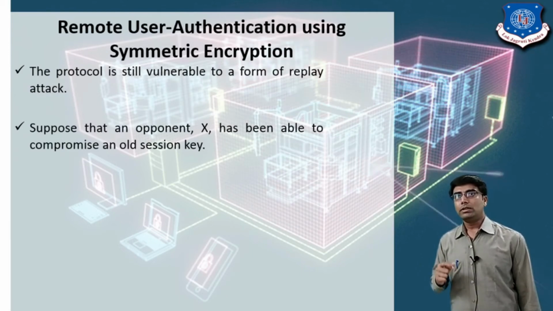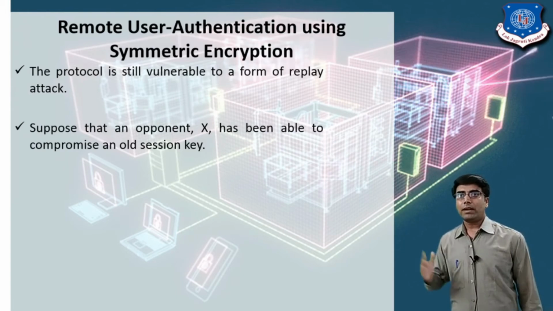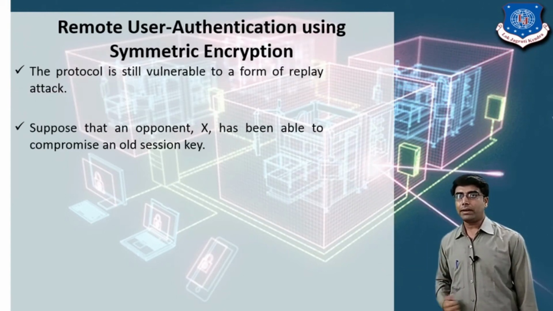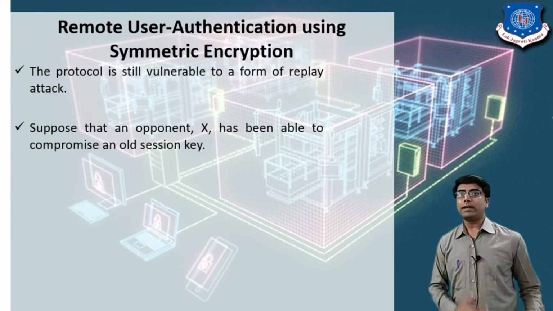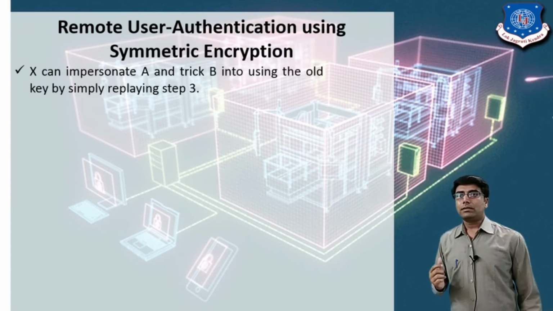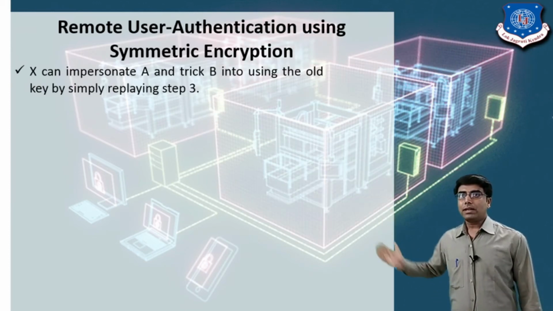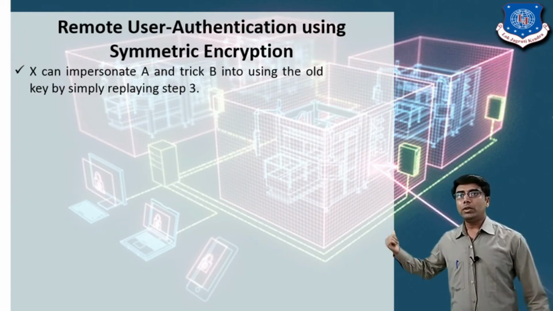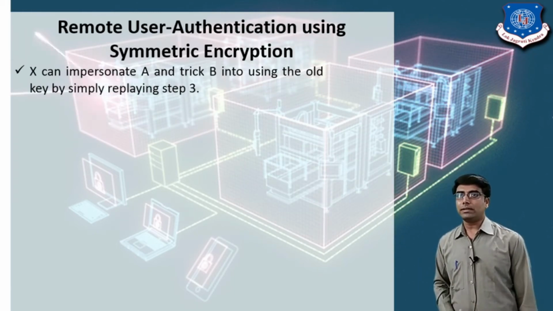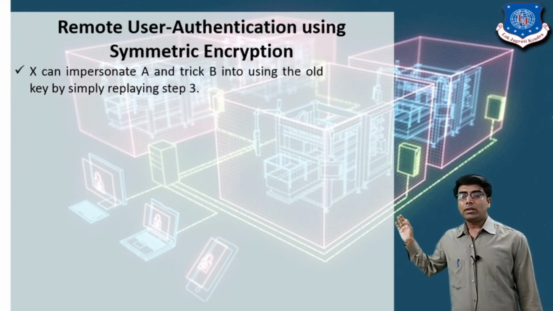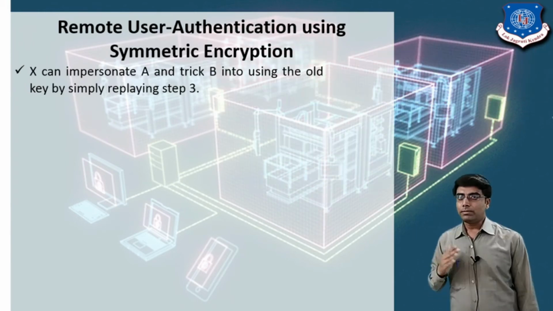So how will the replay attack be possible in this scenario? Suppose that an opponent, or we can say attacker X, has been able to compromise an old session key. Now X can impersonate A and trick B into using the old session key by simply replaying step 3. User A won't communicate with user B.